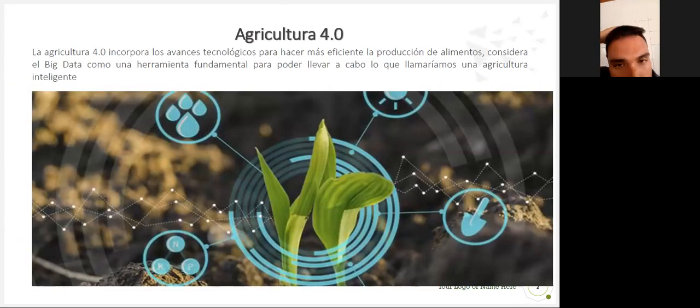What is agriculture 4.0? Well, this technology is important because we use big data to make decisions. For me, this is the best summary that I can conceptualize of agriculture 4.0: it is everything about the data. Next.